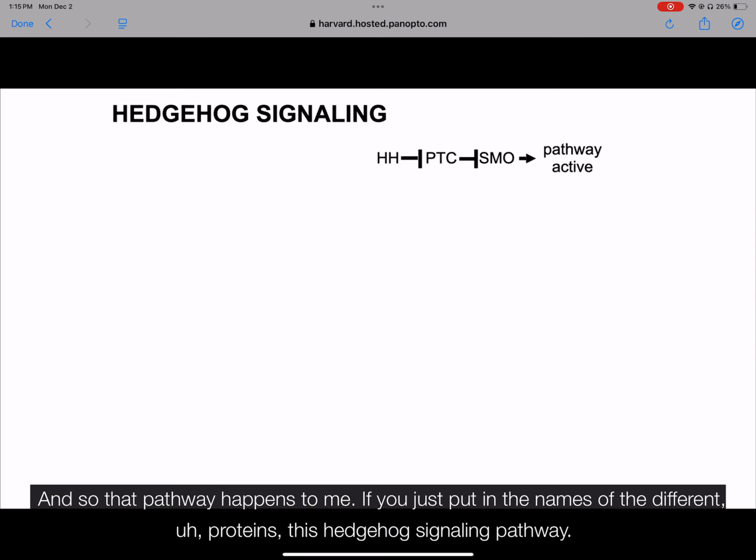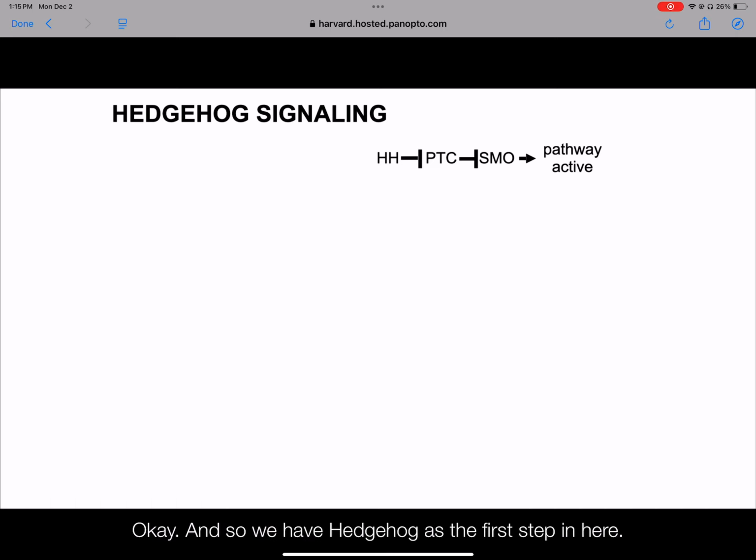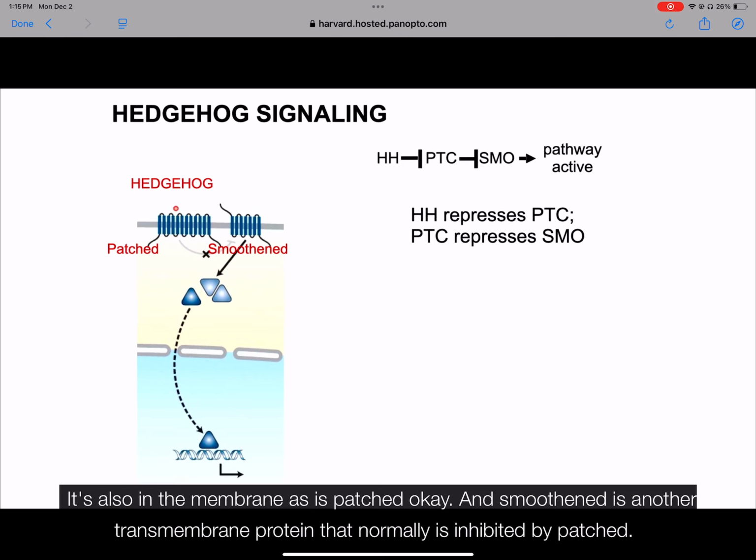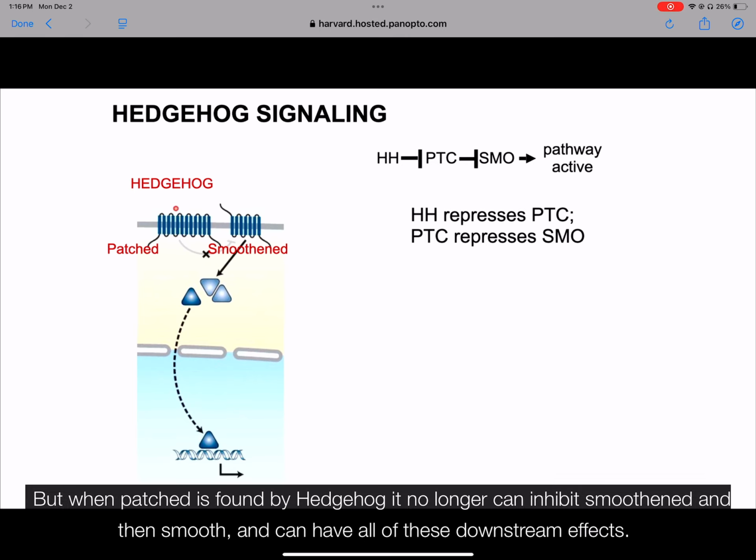And so that pathway happens to be, if you just put in the names of the different proteins, this hedgehog signaling pathway. Okay. And so we have hedgehog as the first step in here. What is hedgehog? Is it a ligand? Is it a receptor? It's a ligand, nice. So it's a polypeptide ligand, okay? Patched is a receptor that binds hedgehog, right? And then what is smoothened? It's a transmembrane protein. It's also in the membrane, as is patched, okay? And smoothened is another transmembrane protein that normally is inhibited by patched, but when patched is bound by hedgehog, it no longer can inhibit smoothened, and then smoothened can have all of these downstream effects.